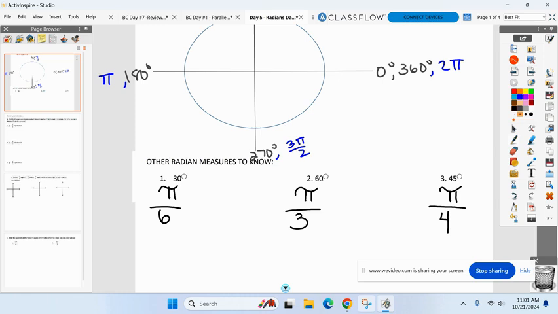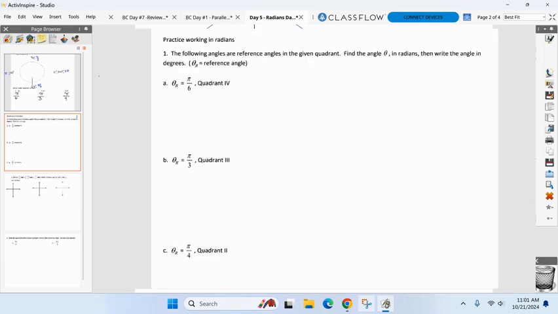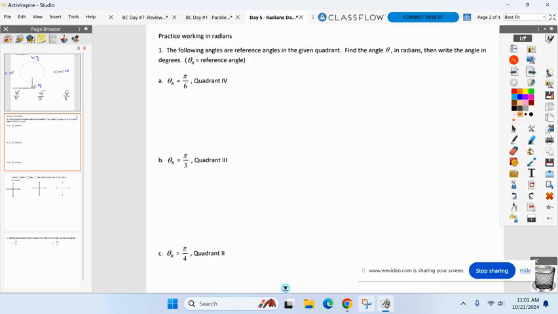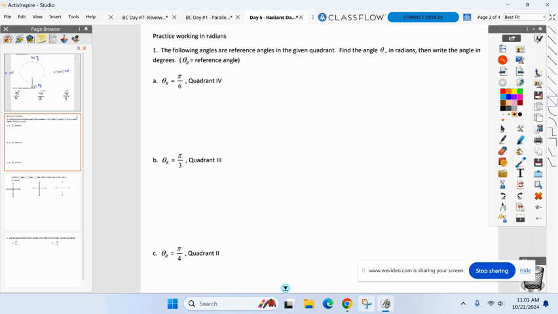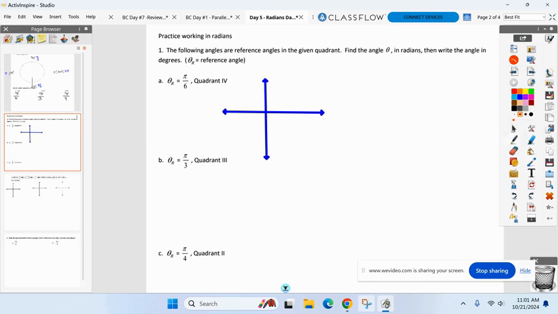We know how to find a reference angle. Hopefully, we know how to find it. So what I'm going to do today is I'll give you the reference angle and the quadrant. You tell me what the original angle was. So we'll take a peek at this first one up here. Theta r is the reference angle. So the reference angle is pi over 6. Quick, if you got to flip back, that's 30 degrees, right?